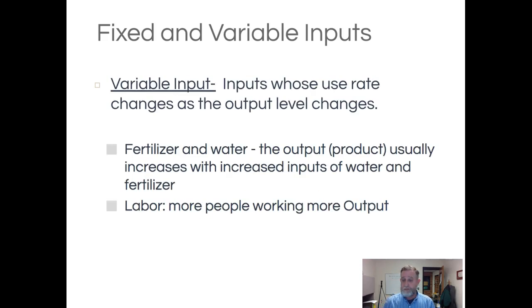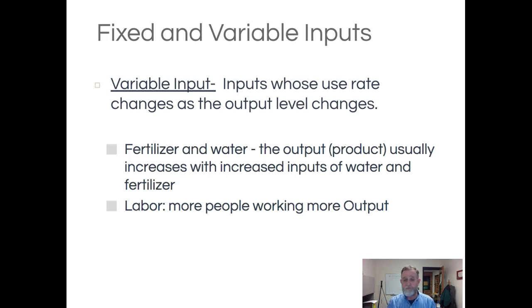So that's the easy part. The fixed part is identifying those things. And for the variable inputs, the simple definition is just this: it changes with the level of production. Inputs whose use rate changes as the output level changes.